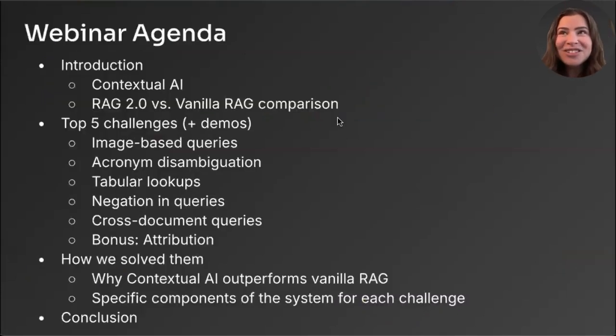So to get started, I'll just walk through everything that we'll be covering today. I'll talk a little bit about what Contextual AI is. I will share how we set up this comparison between our RAG and the vanilla RAG. And then I'll go through these top 5 challenges, showing demos of each. So image-based queries, acronyms, table lookups, negation, cross-document queries, with a bonus 6th challenge of attribution.